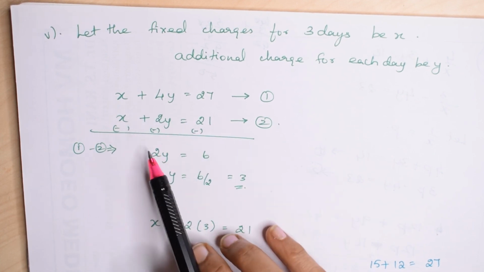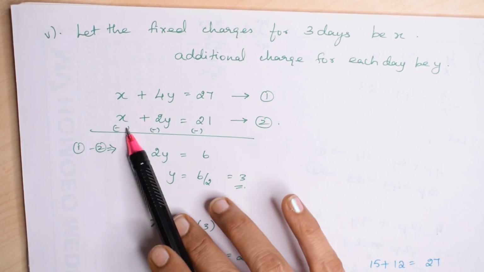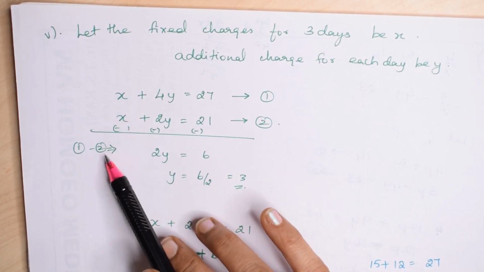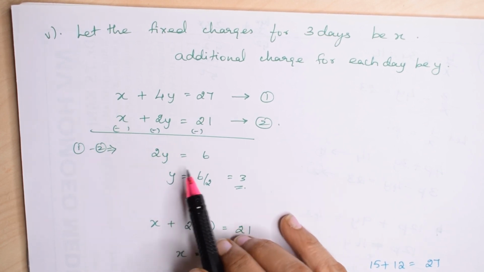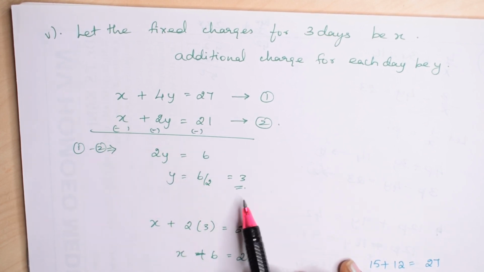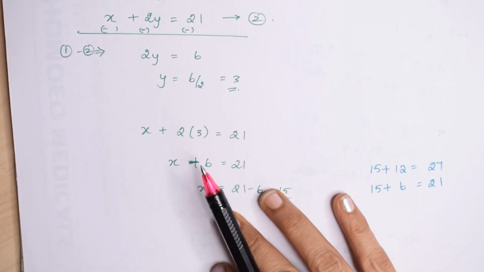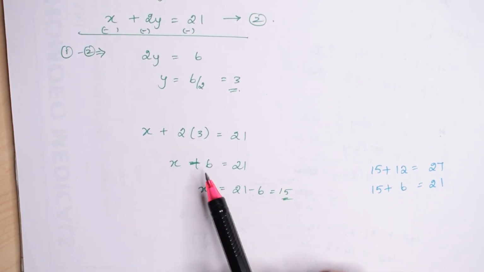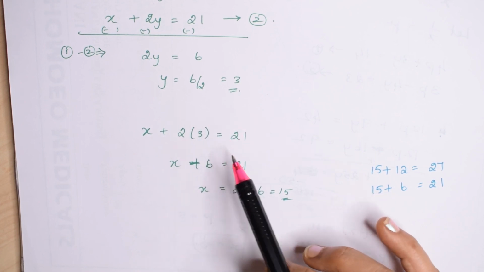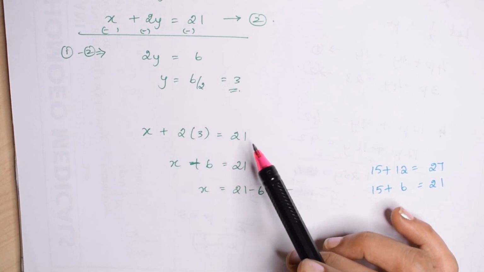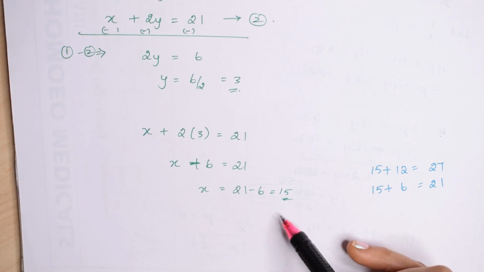This is how we make the equation. And x is the common term in both. So I can subtract and eliminate the x term here. And I get 2y is equal to 6 and y is equal to 3. Okay. And then I substitute the value of y in the second equation. I get x is equal to 15.